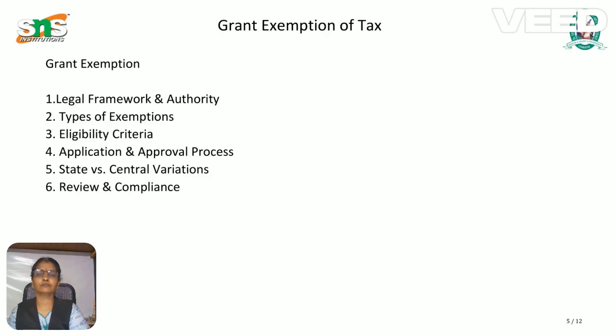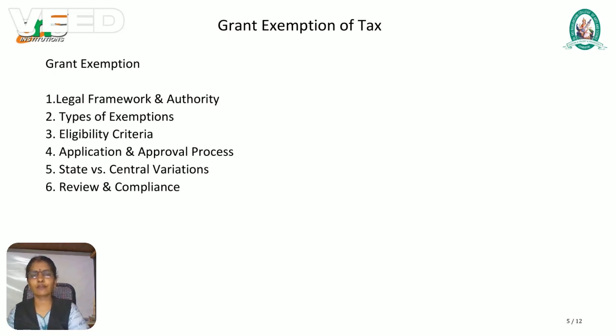Next, we move to the important concept of grant exemption of tax. Under this grant, they get some concession or subsidies for the tax exemption under GST. The first one is the legal framework and authority, then types of exemption, eligibility criteria, application and approval process, state versus central variation, and review of compliance of the records.